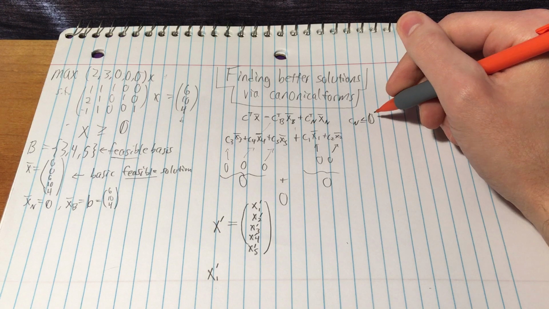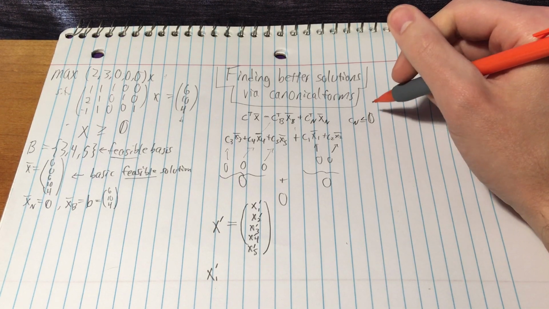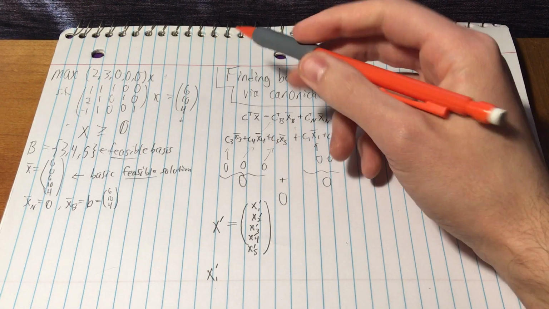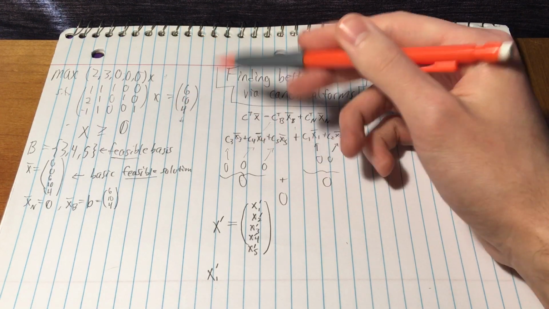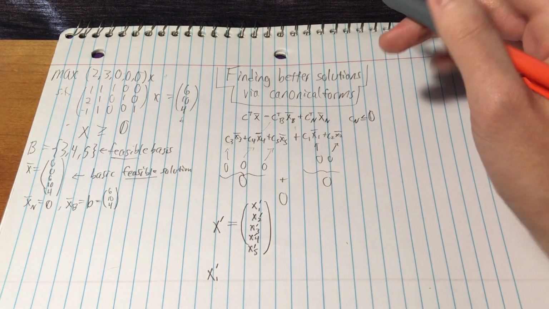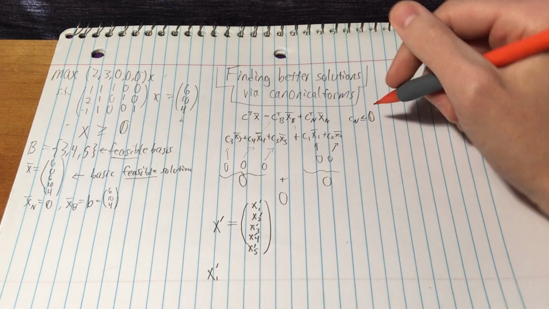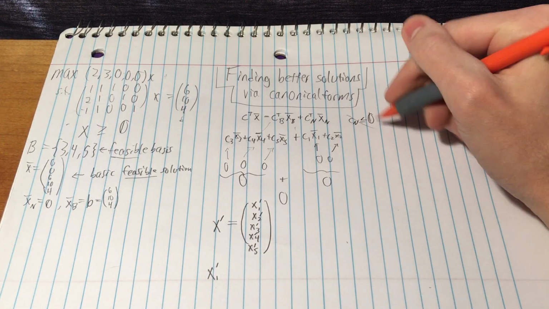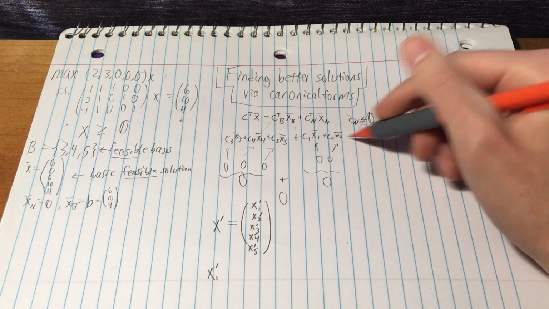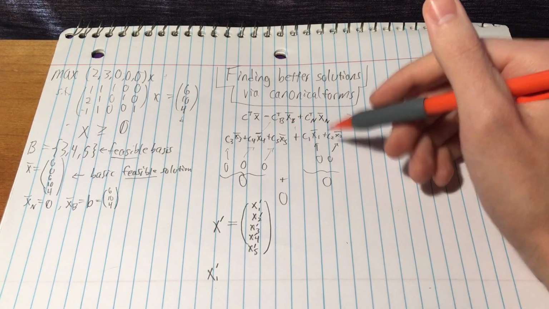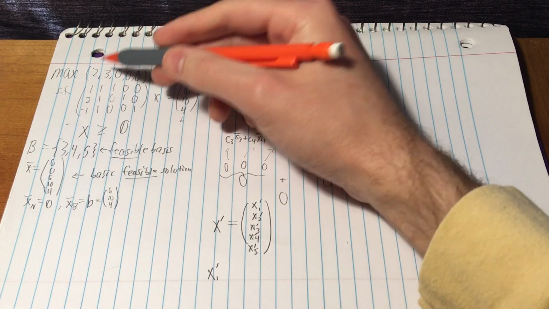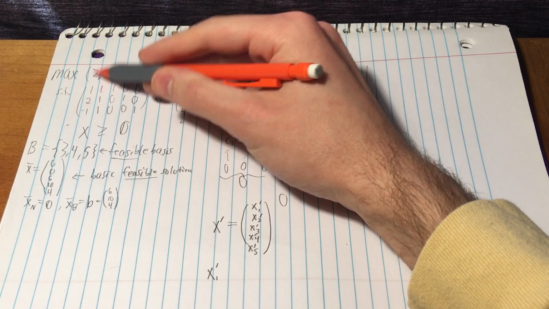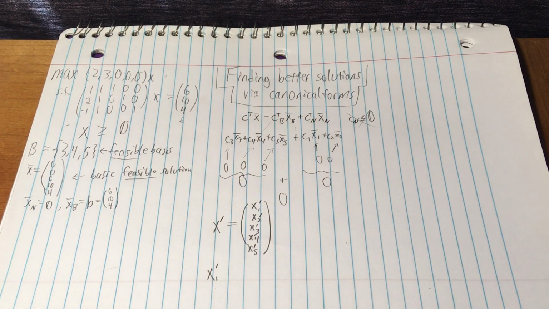That's a possibility, but in that case, as it turns out, that must mean that the solution we already have is the best possible solution. I'll expand on that in a later video, but that's not the case that we're in right now. What we have is at least one component of c which is positive. In fact, there are multiple non-basic components which are positive, and so we're picking the first one arbitrarily.